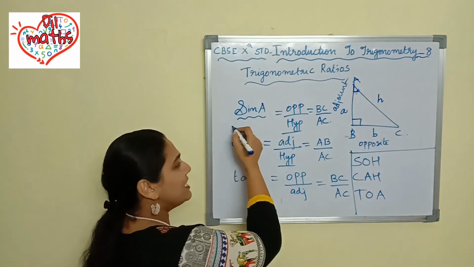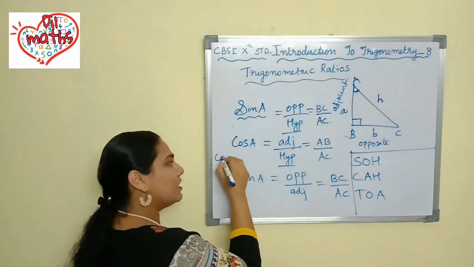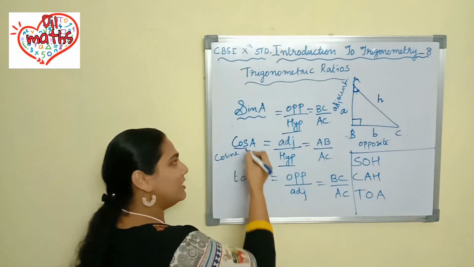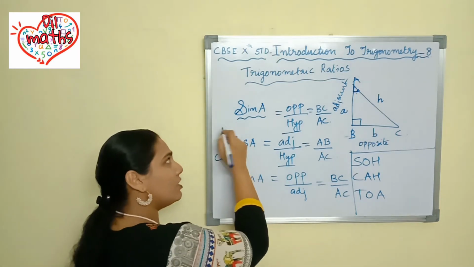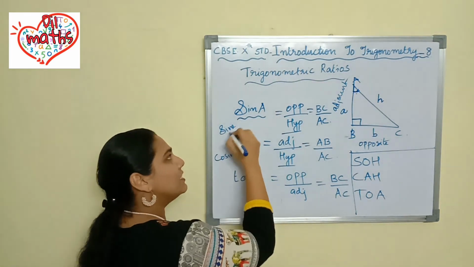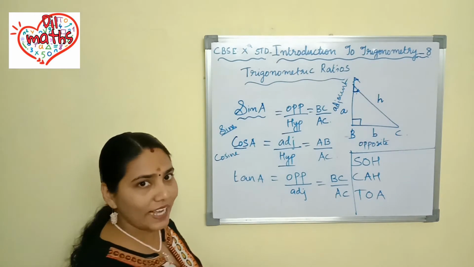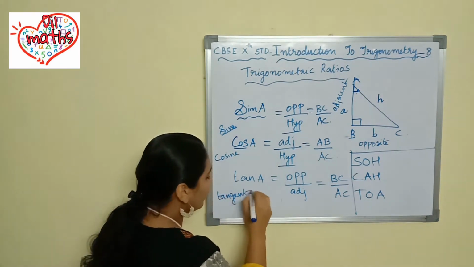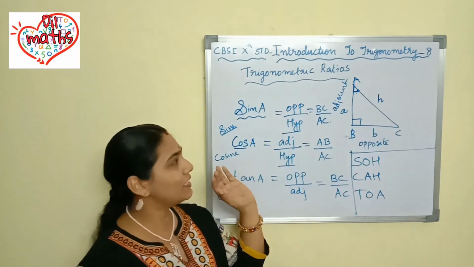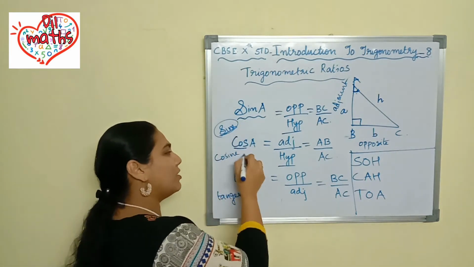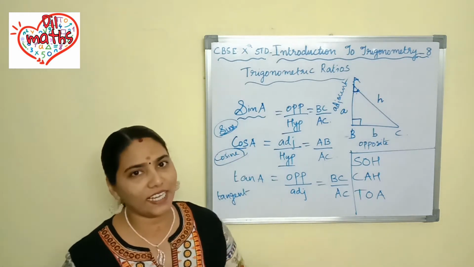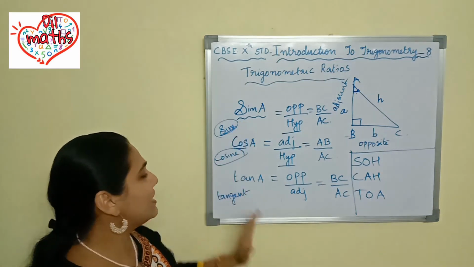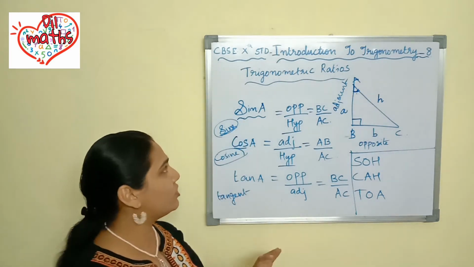We studied sine, cosine, and tangent. Cosine we write as cos, sine we write as sin, and tangent we write as tan. The full meanings and so on you will study in higher classes, in 11th or 12th. So these three trigonometric ratios, I think you understood very well.